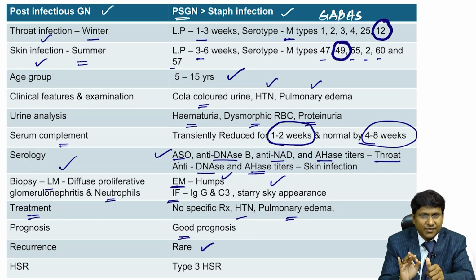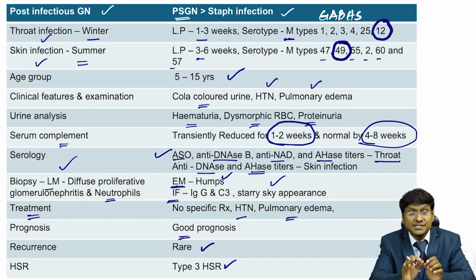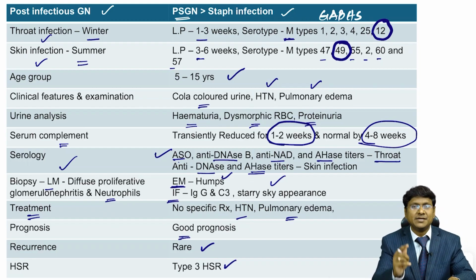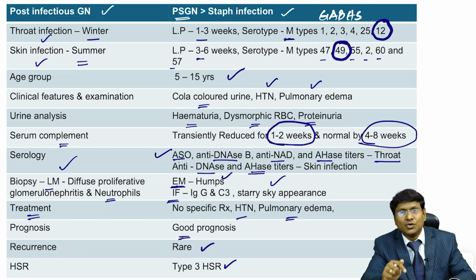Recurrence is rare, okay? And the type of hypersensitivity reaction that you will have is a type 3 hypersensitivity reaction because you have accumulation of immune complexes within the glomerulus. So this is what is your post-streptococcal glomerulonephritis.